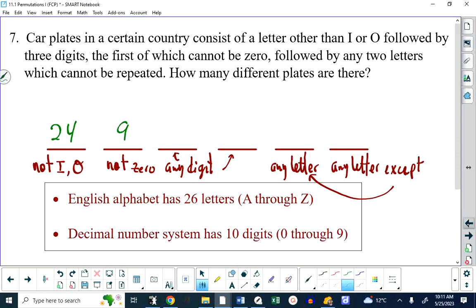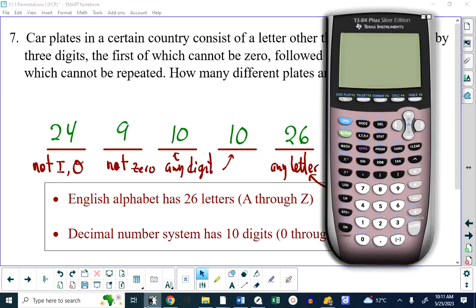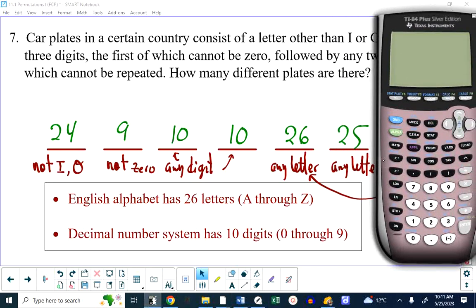This would be 9. This would be 10 and 10. This is 26. And this is 25. And when you multiply all those together, you get the answer. The answer is the less important part of this. The more important part is filling that information in. 24 times 9 times 100 times 26 times 25 gives me 14,040,000.